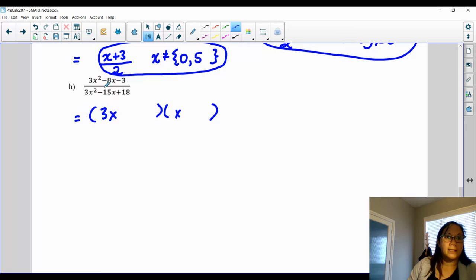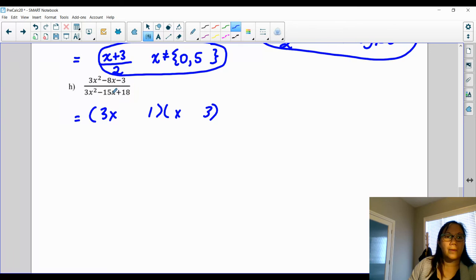So I know 3x times x is the only thing that would give me 3x squared. I now have to come up with where to put the 1 and the 3 and which one's going to be negative at the back. I know I'm never going to pair the 3 with the 3 because otherwise I would have had a GCF. So I know for sure if this is factorable, the 1 has to be with the 3x and the 3 has to be with the x.